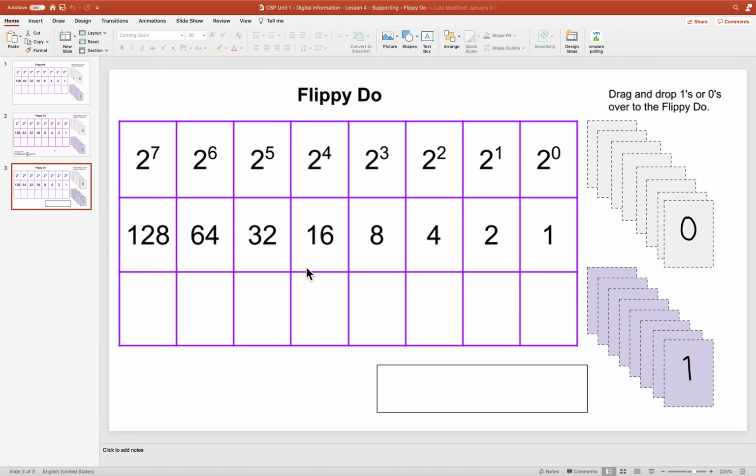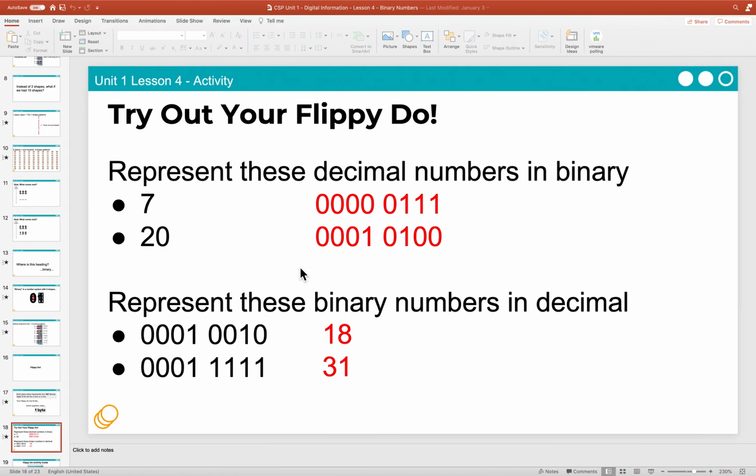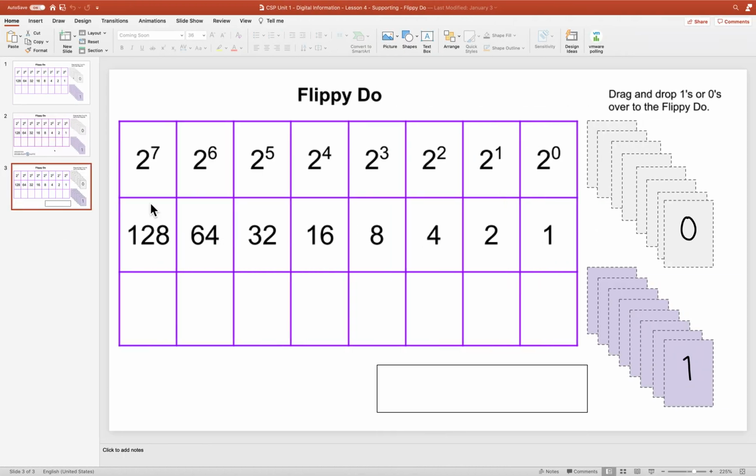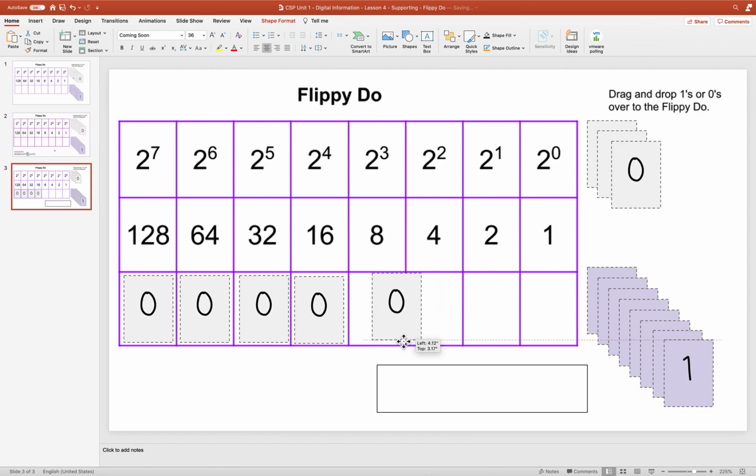All right, so we know in order to get the decimal value of 7, 128 is much larger than 7, so we don't want any 128s. We don't want any 64s because, again, it's much larger than 7. We don't want any 32s, or any 16s, because, you guessed it, they're much larger than 7. We don't want any 8s because it's much larger than 7.